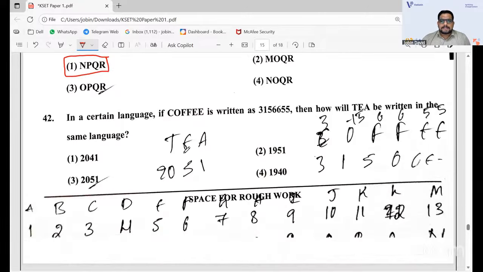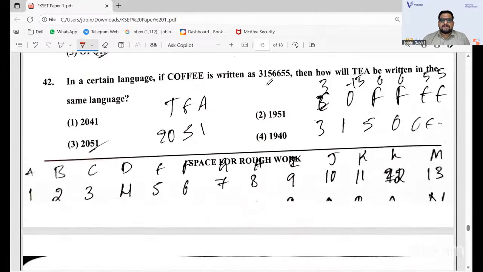Okay. In a certain language, if coffee is written as 315655. So here, guys, it's very simple: it is just the alphabetic positional number of each letter. C is 3, O is 15, F is 6, again F is 6, E is 5, 5 again. So T, obviously you can have the positional number 20, E is 5, and then A is 1. So the option goes with 3. 2051 is the right answer.